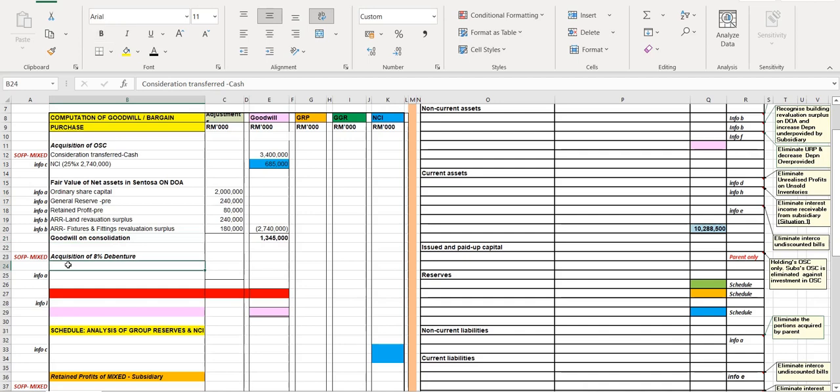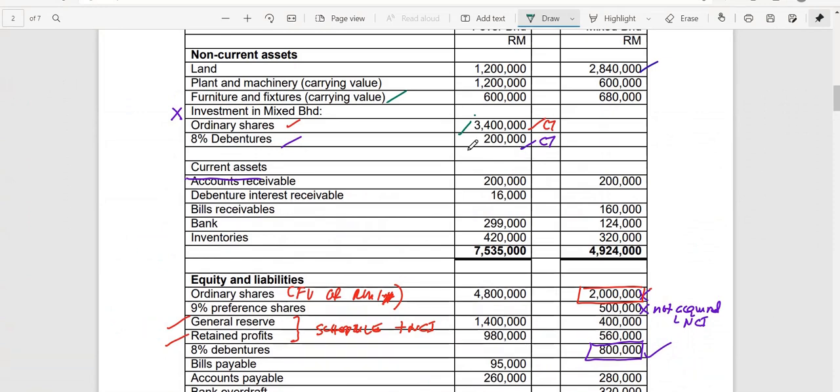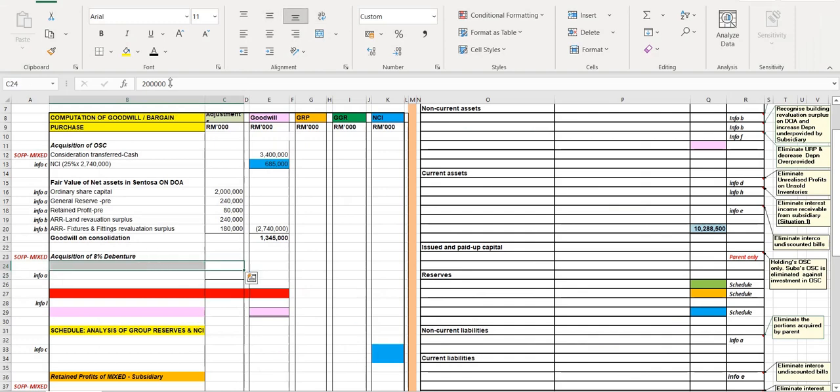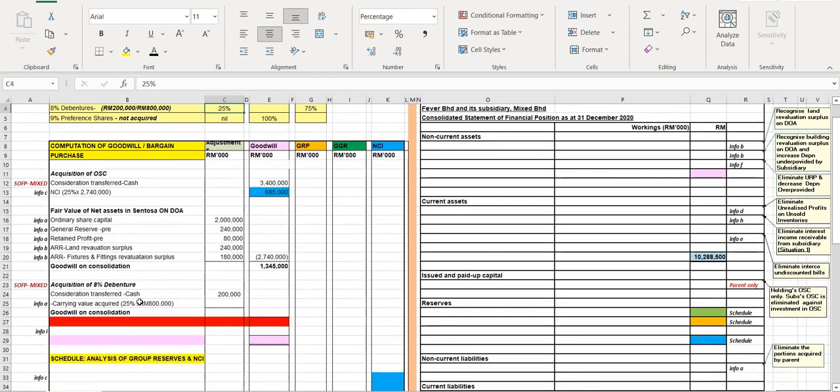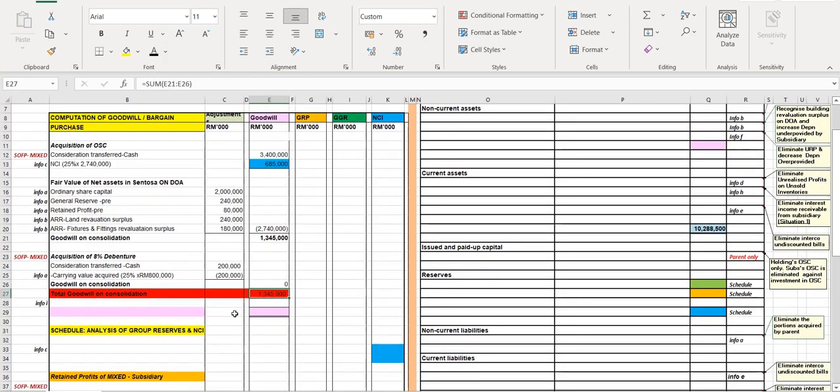Okay, next would be the acquisition of debenture. If you check again, the consideration transferred for the acquisition of debenture was 200,000. So we have to reflect that here, and the percentage that was acquired in the debenture in the subsidiary was 25%. And the amount of debenture in the subsidiary was 800,000, the carrying amount. So meaning that you acquired 200,000, which gives you no goodwill. And therefore the total goodwill on consolidation, coming from the ordinary shares and debentures acquisition, was 1345.